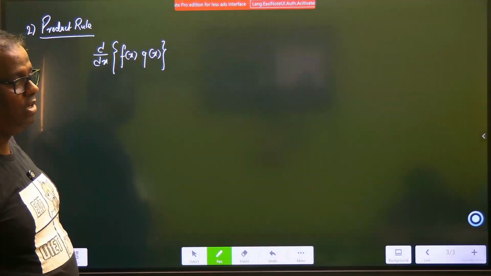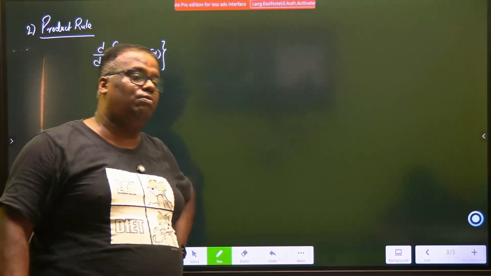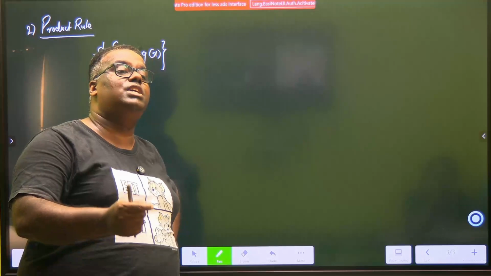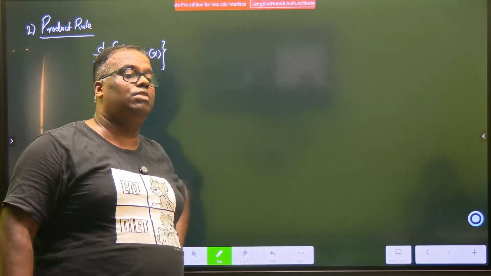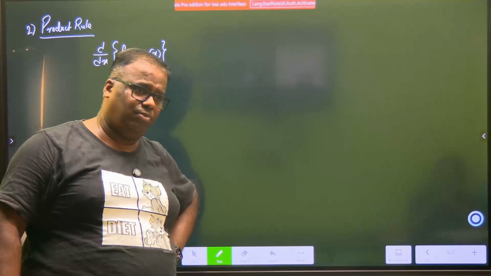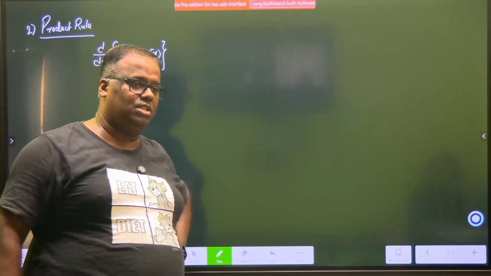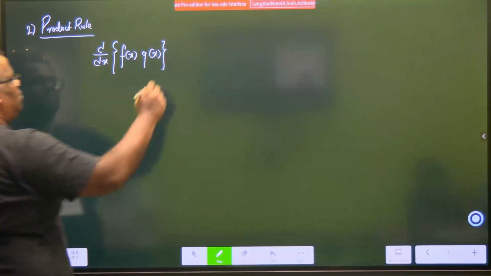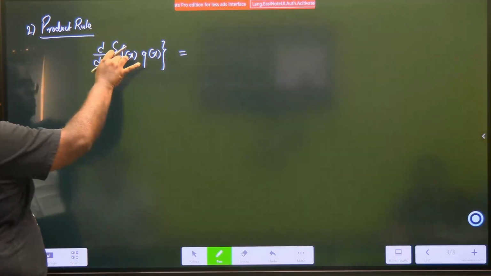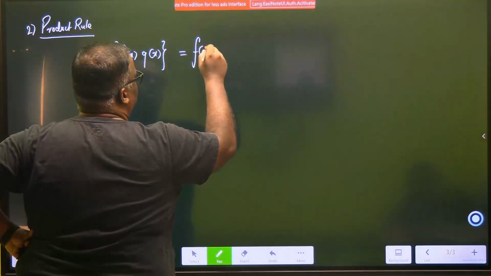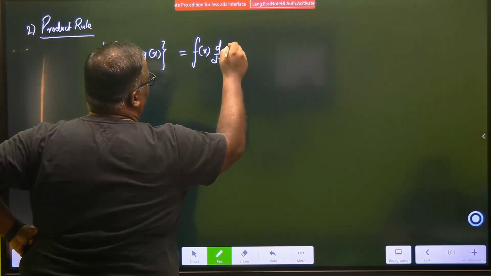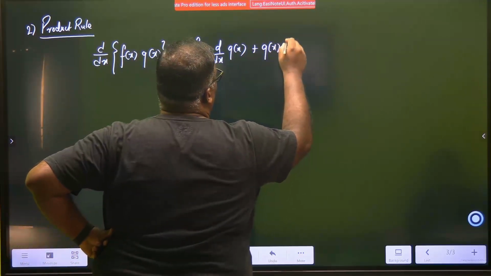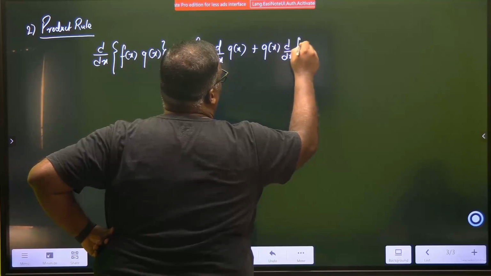Remember, derivative is always evaluated for the variable. What is derivative? If I make a small change in x, what is the change observed in y, which is f(x)? So this is given by, look how it is. First you take the first function, multiply it with the derivative of the second function, and then you take the second function and multiply it with the derivative of the first function.